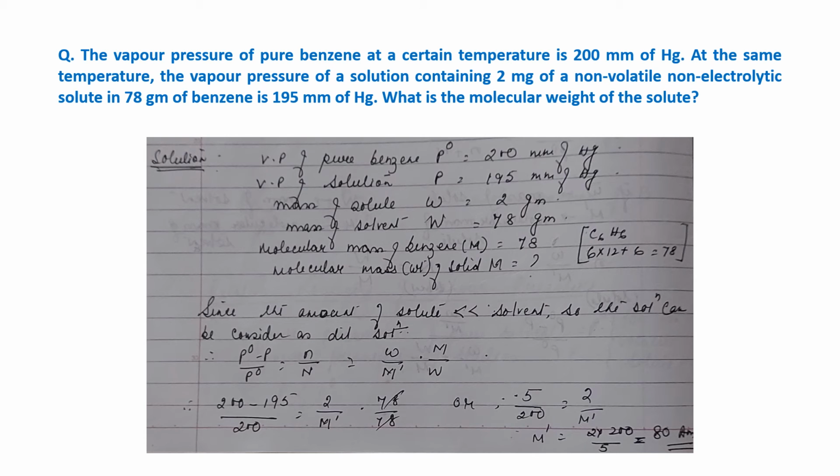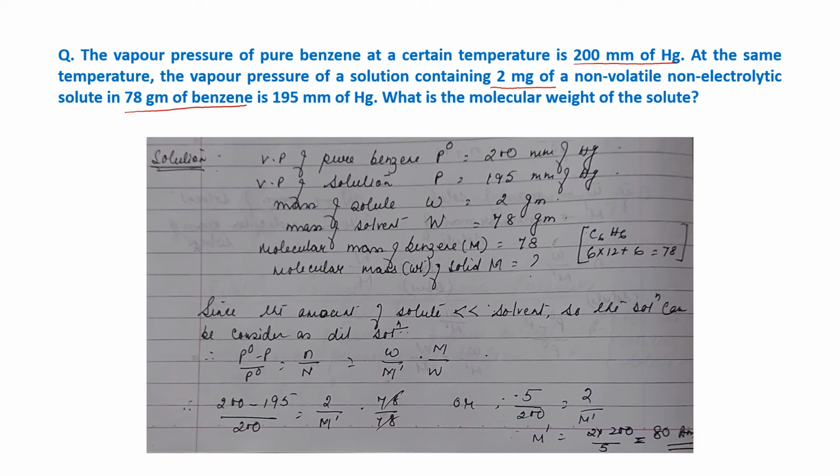Next one, the vapor pressure of pure benzene at a certain temperature is 200 millimeter of mercury. That means the vapor pressure of pure benzene is given, that is 200 millimeter of mercury, that means P naught is given. At the same temperature, the vapor pressure of a solution containing 2 gram of non-volatile non-electrolytic solute, that means mass of the solute is 2 gram, in 78 gram of benzene, that means the mass of the solvent is 78 gram.